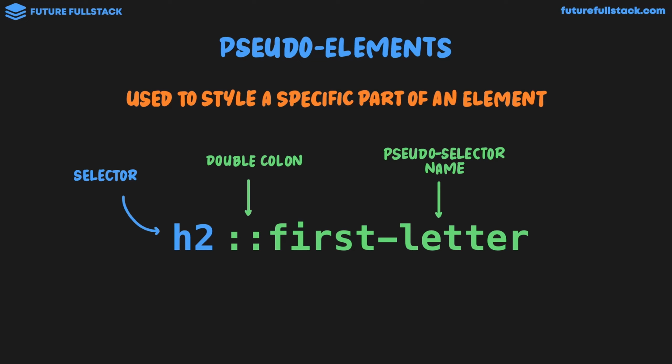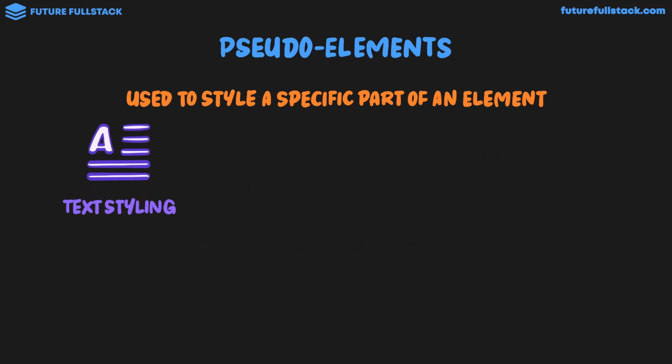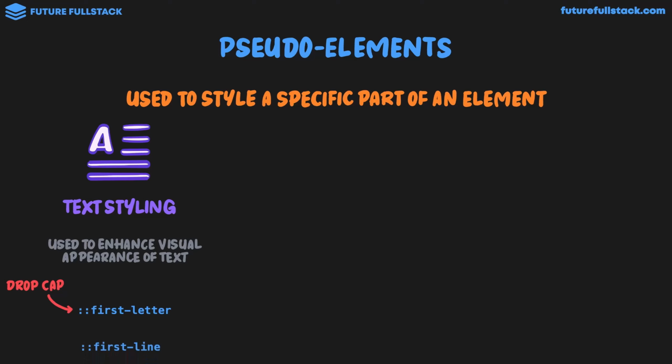The first group of pseudo-elements have to do with text styling, where they're used to enhance the visual appearance of text. The first example of this is the first-letter pseudo-element, which, as the name suggests, will target the first letter inside a text element like a heading or paragraph, and this gives us something called a drop cap, which you can see in my image here, where the first letter will be larger than the rest. This kind of styling you'll often see in some publications like books or magazines. The other text styling pseudo-element is first-line, which, as the name suggests, targets the first line of text, and often this will be a paragraph opening line, as a paragraph usually contains multiple lines of text.